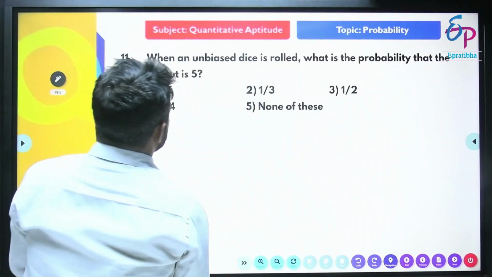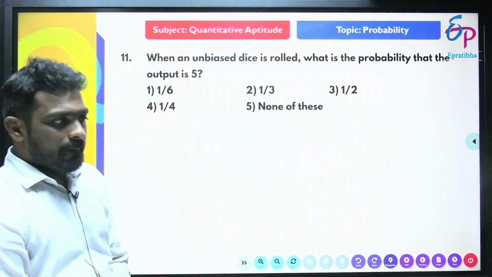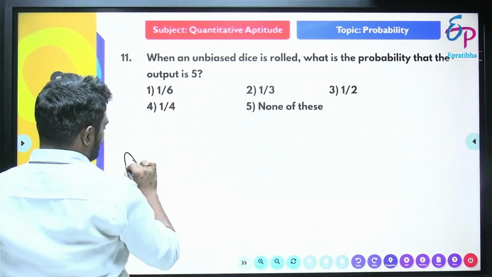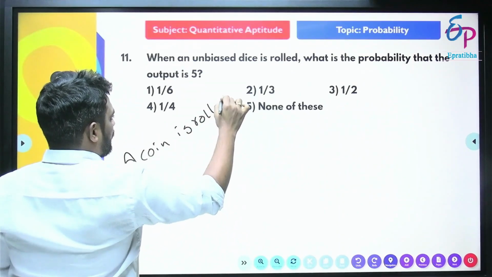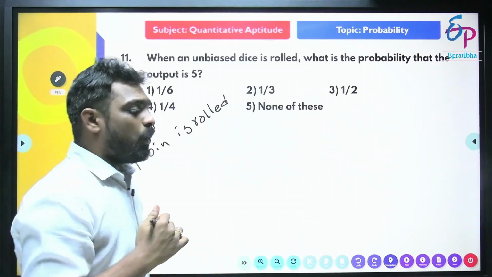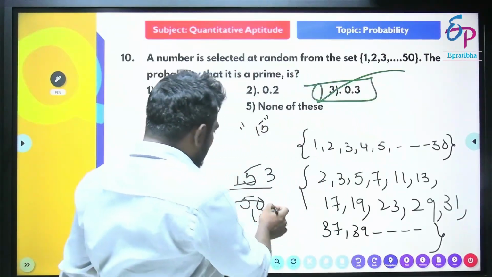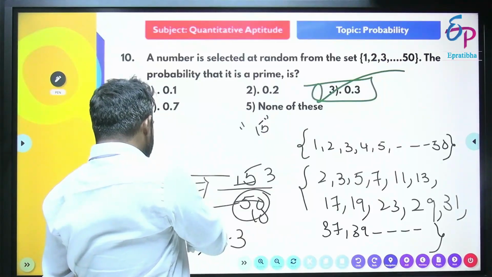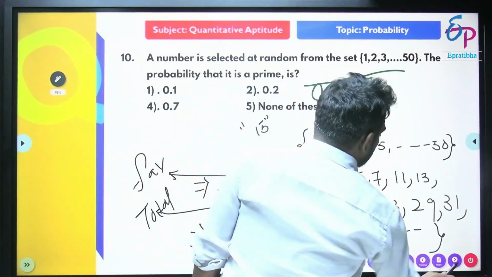The next question is: when an unbiased coin is rolled, what is the probability that the output is 5? Suppose a single coin is rolled. What exactly is the total number of outcomes? Here, as in the previous problem, we need the total number of outcomes. There, 15 prime numbers were the favorable outcomes and 50 was the total number of outcomes. Favorable by total number of outcomes is the probability.